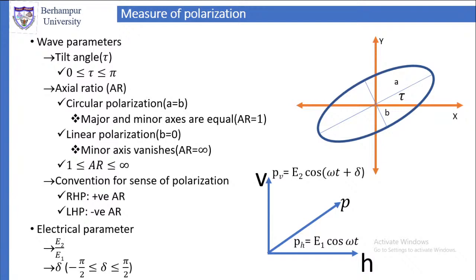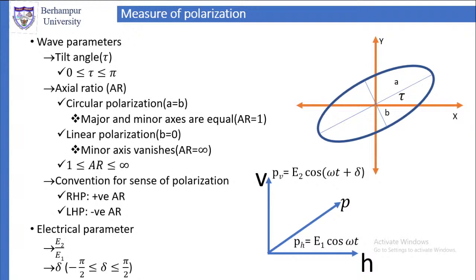Minus pi by 2 to pi by 2, the total phase difference is 180 degrees, which is the same as 0 to pi. So instead of writing 0 to pi, we write it from minus pi by 2 less than or equal to delta less than or equal to pi by 2. When delta is negative, we call it LSP. When delta is positive, we call it RSP. That way we define it.